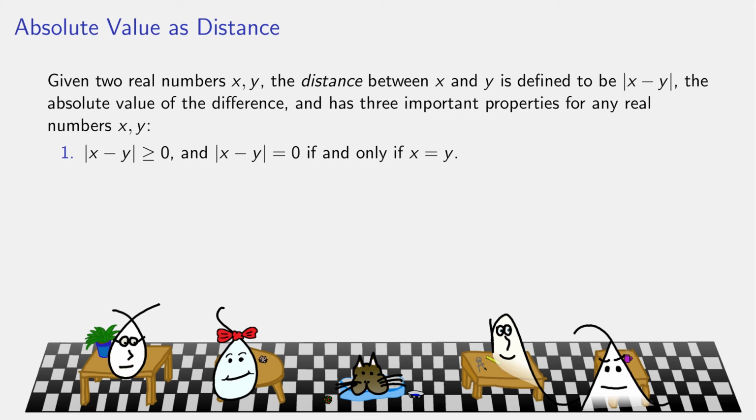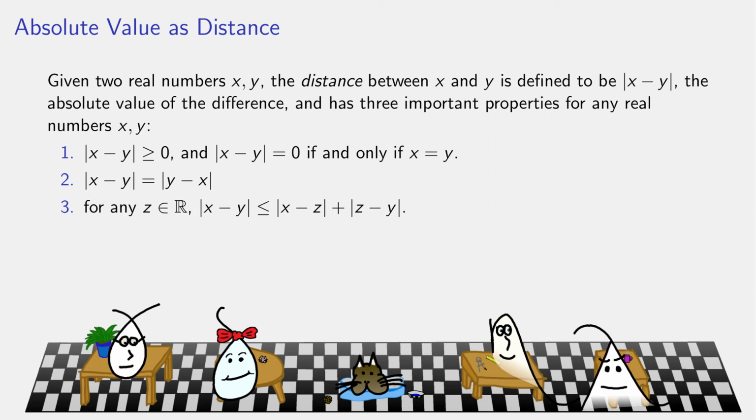In terms of distance, think of this as meaning the distance between two numbers is never negative, and the only way the distance between two numbers can be 0 is if those two numbers were actually the same thing. Also, this is a symmetric function. The distance from x to y is equal to the distance from y to x. And finally, the distance from x to y is less than or equal to the distance from x to z plus the distance from z to y.